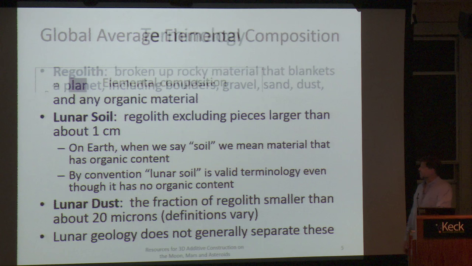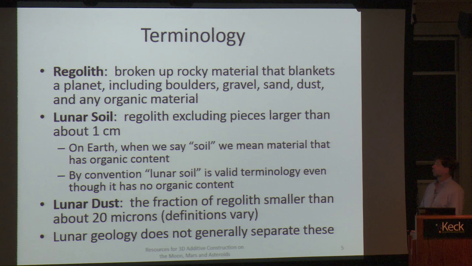Let me give a little bit of terminology. The regolith refers to the broken up rocky material that blankets a planet, including the boulders, gravel, sand, dust, and any organic material. Lunar soil is the regolith, excluding pieces that are larger than about a centimeter. Now here on the Earth, people object to saying lunar soil sometimes. On the Earth, when we say soil, we're referring to material that has organic content. But it's by convention that when we say lunar soil, we're not implying any organic content. It's a valid term to say soil on the Moon.